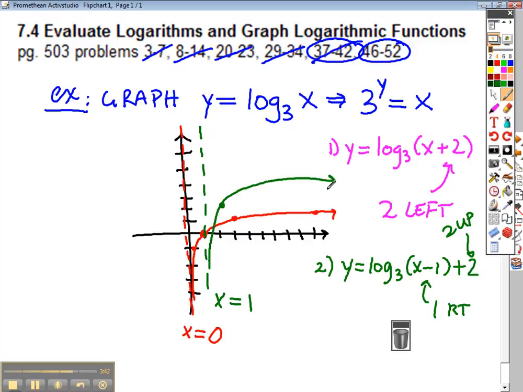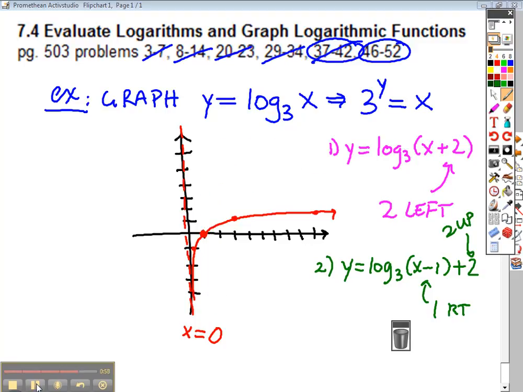Okay, there's still the question of domain and range. If you look at this, the domain, the furthest left I could go is here at x equal 1, the furthest right is forever, so the domain is x is greater than 1. The range I could go as low or as high as I want, so the range is all real numbers.